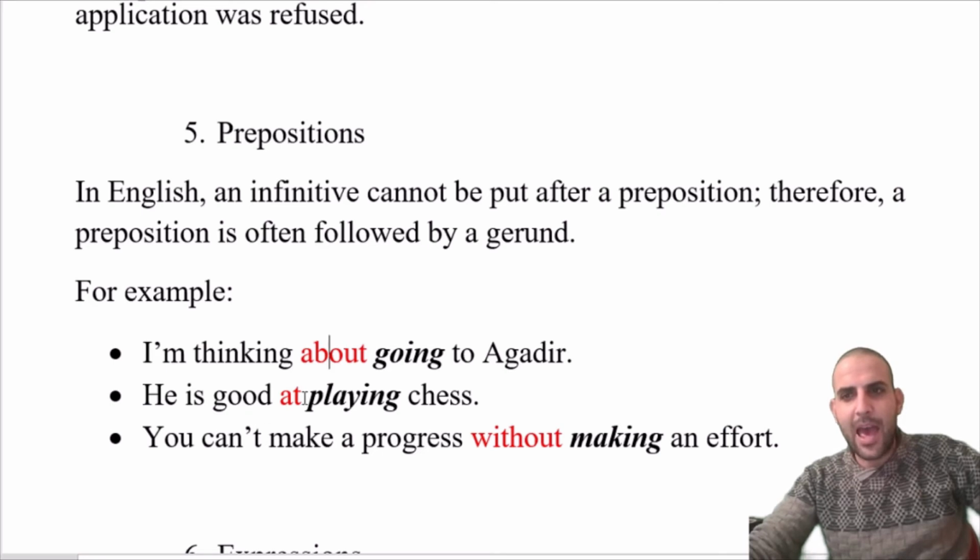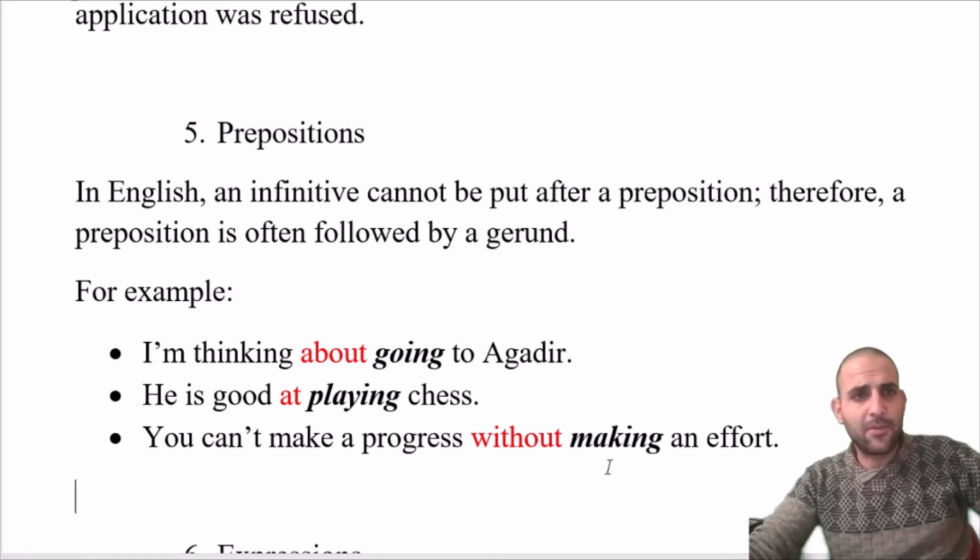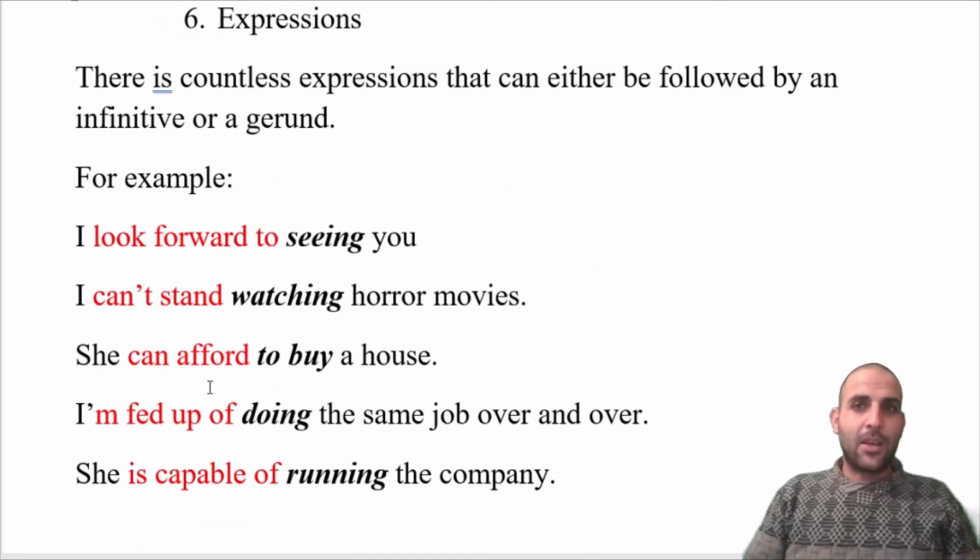He's good at, another preposition, playing chess. So here we have a gerund again. You can make progress without, another preposition, and you have to put a gerund. Of course, prepositions are many. I can give you some of them. For example, on, in, at, with, about, up, down. All these are prepositions.